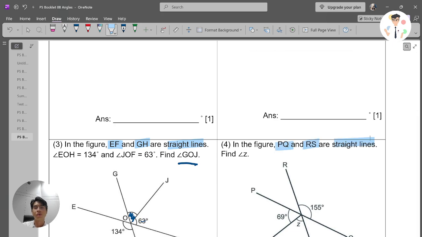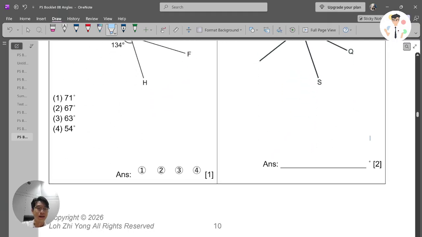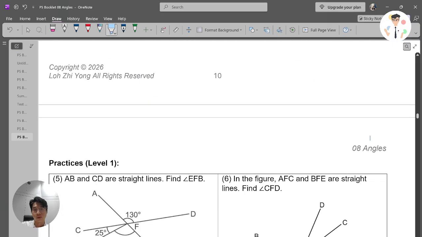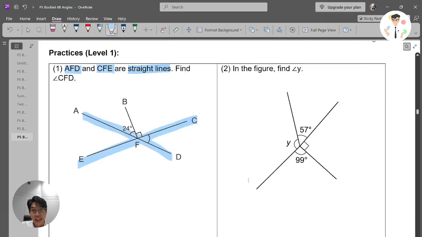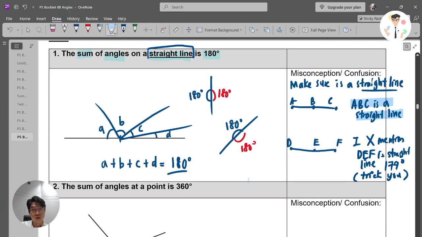PQRS on a straight line. So I will always state very clearly to you. Okay? You can see I have a lot of straight lines. If I don't say it's a straight line, do not assume it's a straight line. Okay? That's the first part.